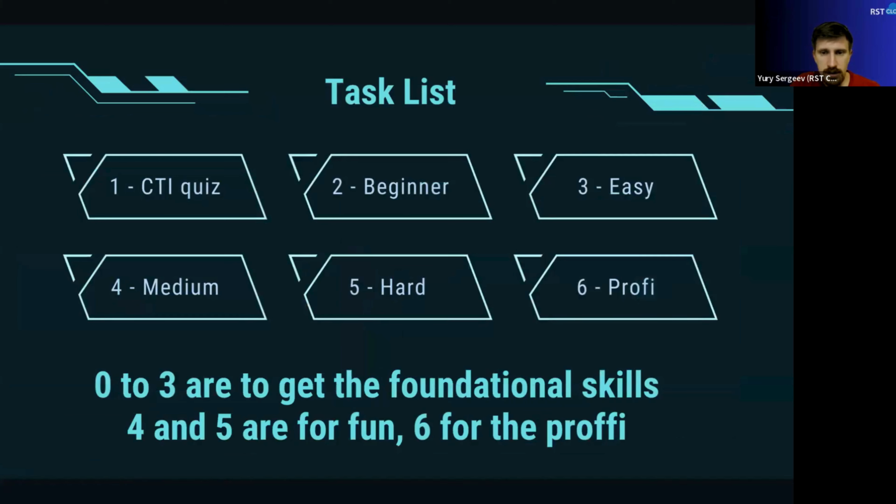And now let's talk a bit about tasks. So we have 6 categories of tasks, starting from very easy ones to very hard ones. This challenge is designed not only for professionals, but also for people who just started learning cyber threat intelligence and cybersecurity as a whole. Therefore, we start with a CTI quiz. It's really simple, maybe a bit annoying for real professionals, but it doesn't give many scores, although it helps those who just started to understand what we're going to do.